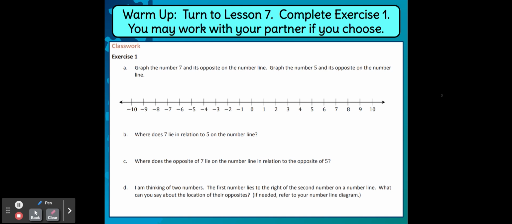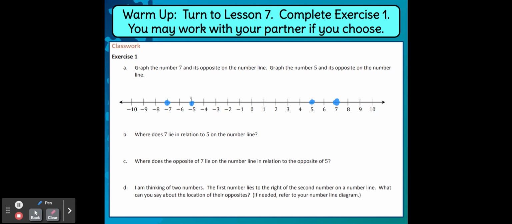So on the very first page, you see classwork exercise 1. This is what you should see. You are going to first graph the number 7 and its opposite. So let's do that together. Remember, I told you I want you to put it on the line. So there's 7, and its opposite is -7. Then we're going to graph the number 5 and its opposite on the number line. So here's our 5, and our opposite is -5.